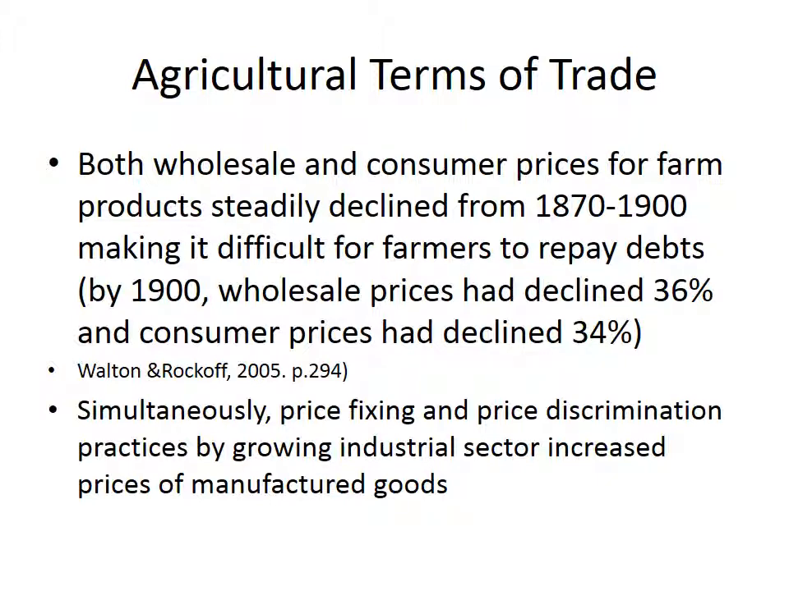Okay. Now, this is all what I've explained over the last time. We see both wholesale and consumer prices for farm products steadily decline from 1870 to 1890, making it difficult for farmers to repay debts. By 1900, wholesale prices of farm products had declined by 36%. Retail prices, which is to say consumer prices, had declined 34%.